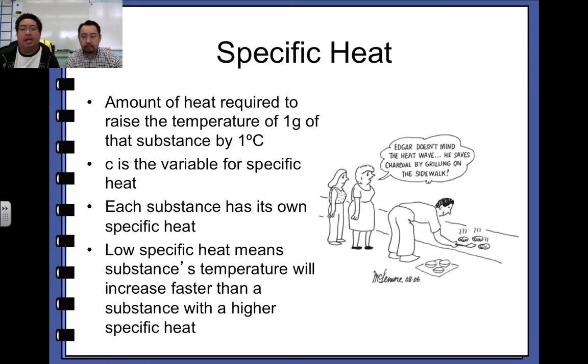Specific heat. This is the amount of heat required to raise the temperature of 1 gram of a substance by 1 degree. So also, every substance has a very specific variable and rate as to how quickly it absorbs heat, and that's used with the letter C. And one thing to keep in mind is that the lower the specific heat of a substance, the faster it's going to change its temperature per amount of energy. And then the higher the specific heat, the slower it will change its temperature.